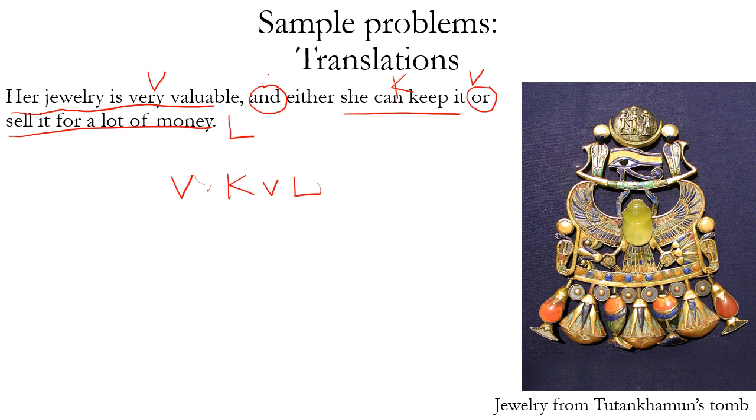You'll notice there's a problem because we have two operators, the dot and the wedge. So one of them has to go inside parentheses. And you have to figure out which one is the main operator. So to do that, look at the logic of the statement. Her jewelry is very valuable, and either she can keep it or sell it for a lot of money. In this case, the comma gives us a clue. The comma is separating the first conjunct from the second conjunct. That implies the second conjunct is one idea and has to go together. So you're saying that both it's true that her jewelry is valuable and it's true that either she can keep it or sell it for a lot of money. That means the entire disjunction, the either or, itself has to be a conjunct. And that's why we put it together in parentheses.